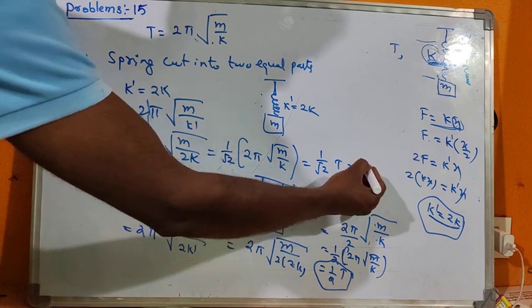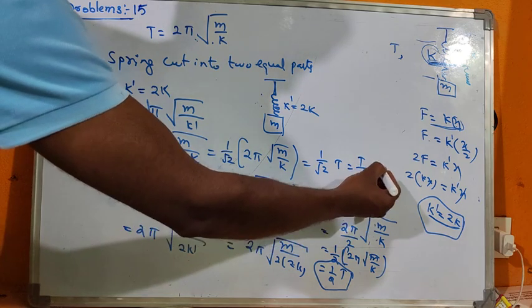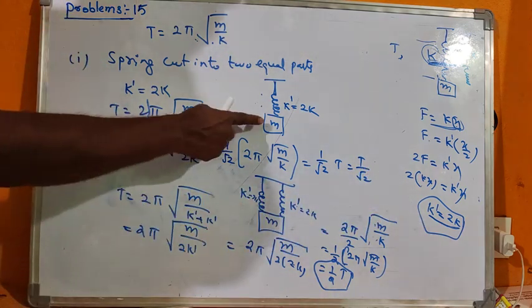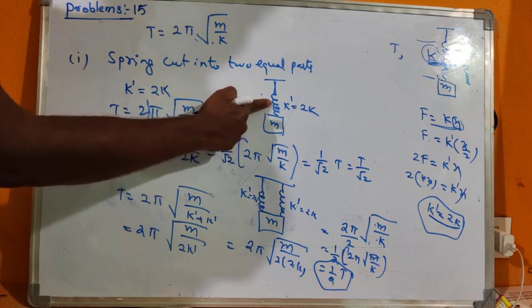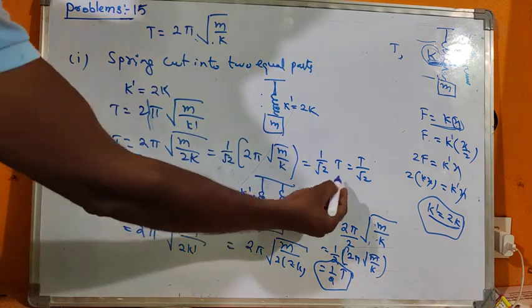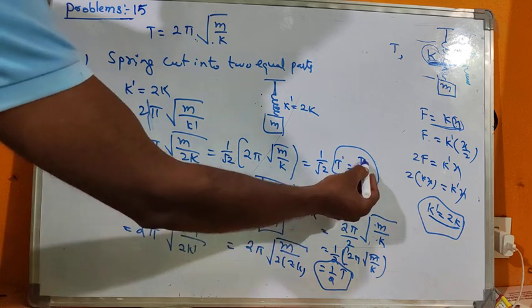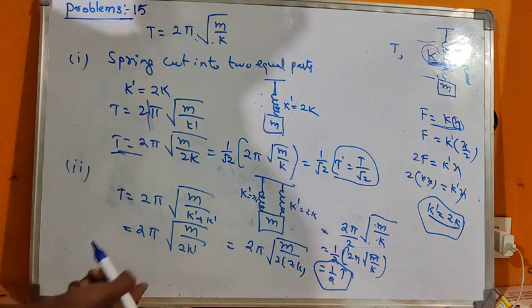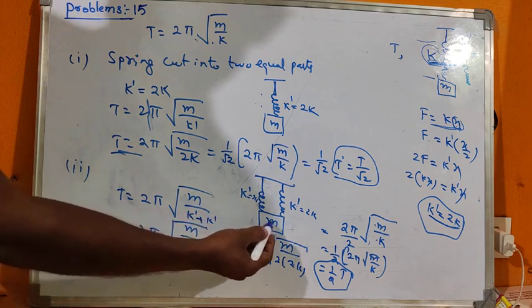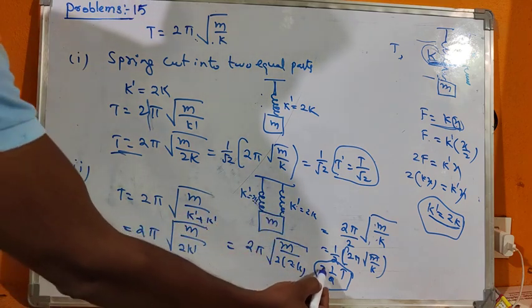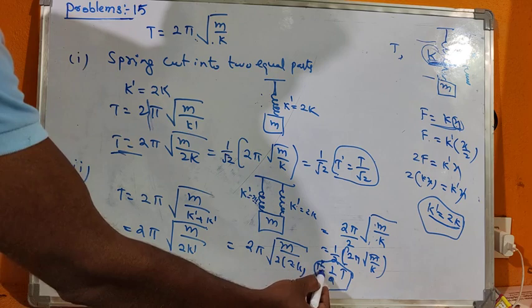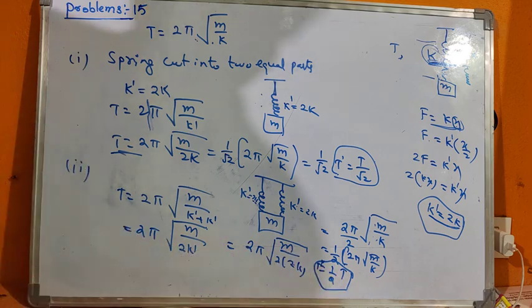So this is T by root 2 when we are hanging mass for one part of the spring, then the time period is like this. Okay, so this is T dash is equal to T by root 2, and when we are hanging for two springs, then T double prime is equal to T by 2.